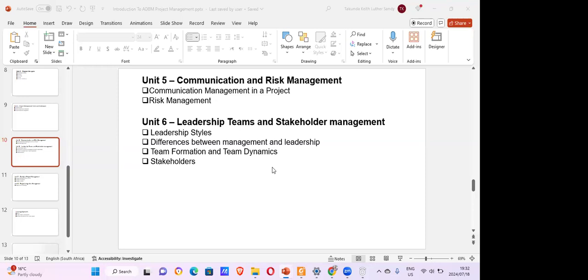We are going to look at stakeholders. So when you hear stakeholder, it's just someone who's got an interest in a project. They are called stakeholders. So stakeholders, anybody, whether it be an individual or organizations that have got an interest in the project, they are what are called stakeholders.